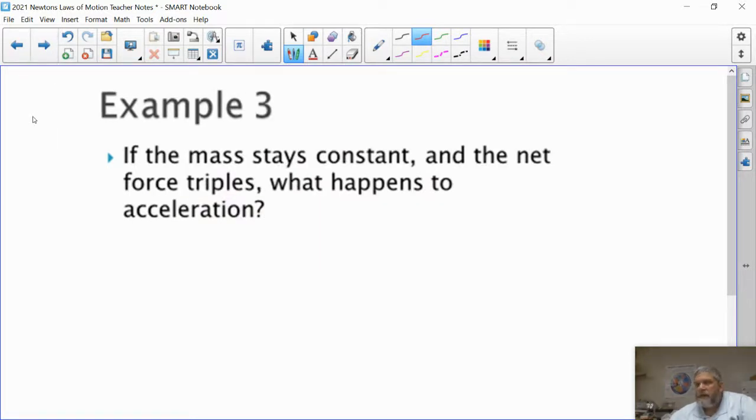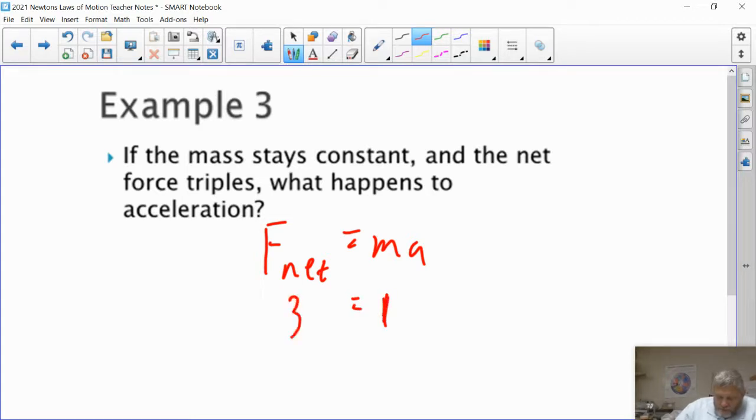If the mass stays constant and the force triples, what happens to the acceleration? We're going to write it out again. F net equals ma. This time the mass stays constant, and the force triples. So in order to make this equation work, what do you have to have? A would have to be 3 times as much. So A would change 3 times.